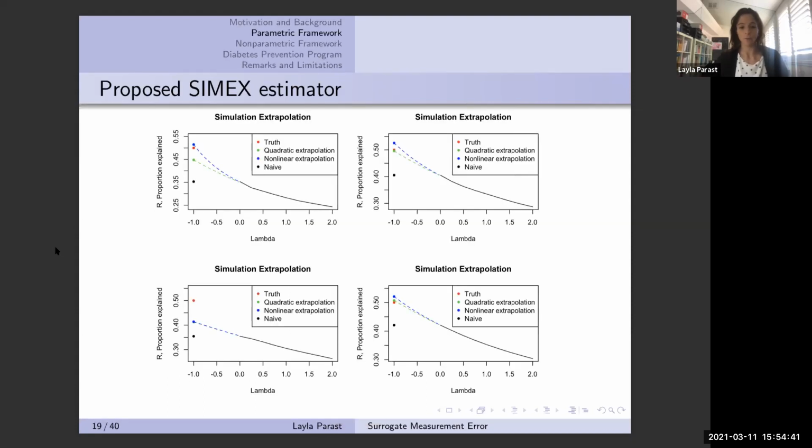And these are just a few more iterations. So the top left is the one I already showed you, and the others are just other iterations. So showing you that, you know, sometimes it's very close, sometimes it's a little far off.